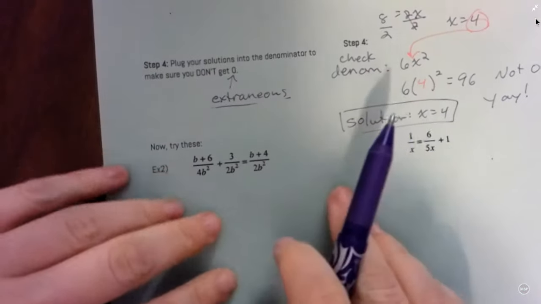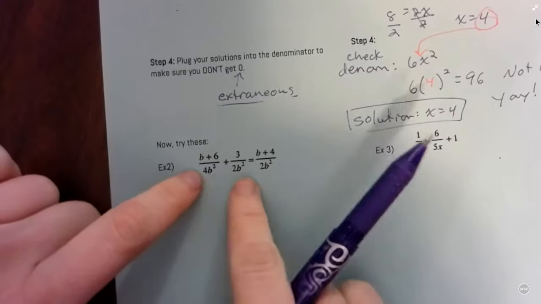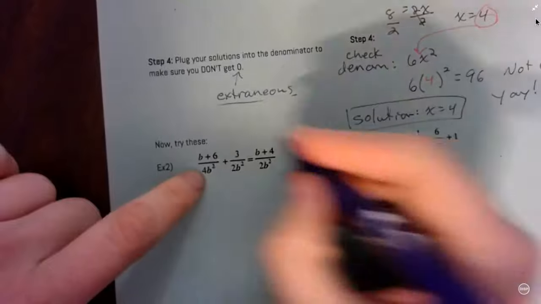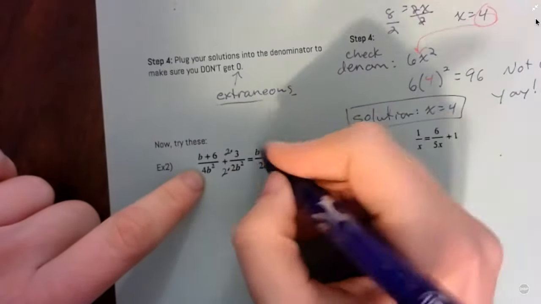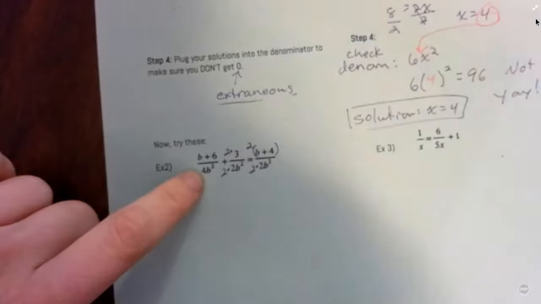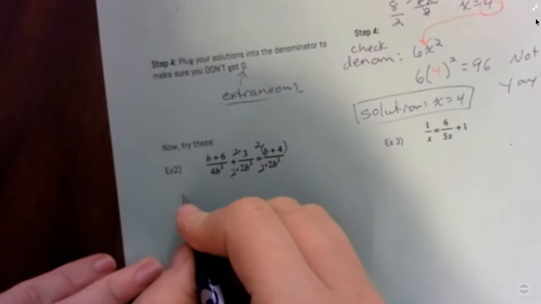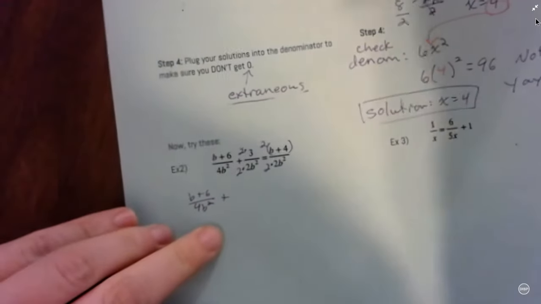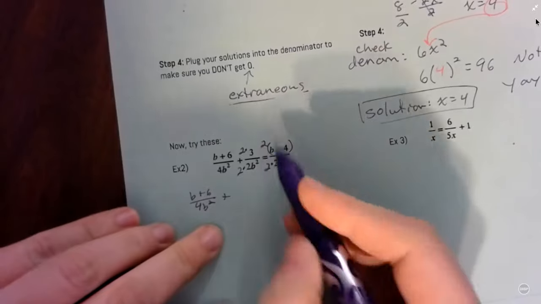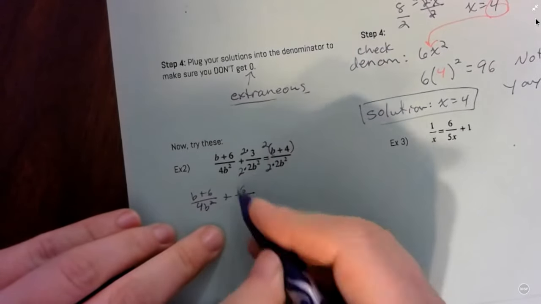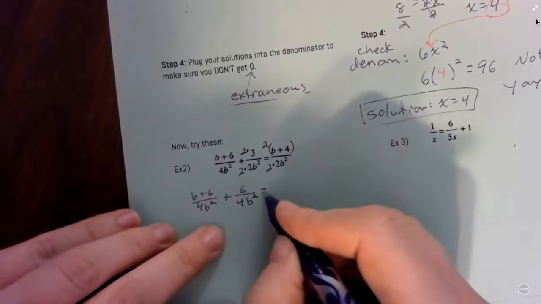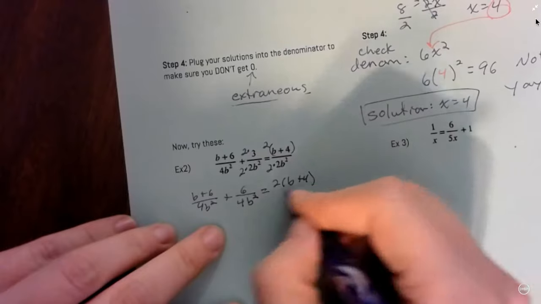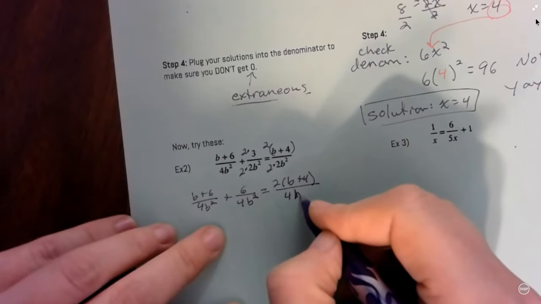Let's try the next example. So on this one, I need my denominators equal. So notice I have 4b squared, and then I have 2b squared and 2b squared. All I have to do is multiply these guys by 2. And then they'll be equal. So let's see. b plus 6 over 4b squared plus, now 2 times 3 is 6, and 2 times 2b squared is 4b squared, equals, then 2 parentheses b plus 4 over, again, 4b squared.